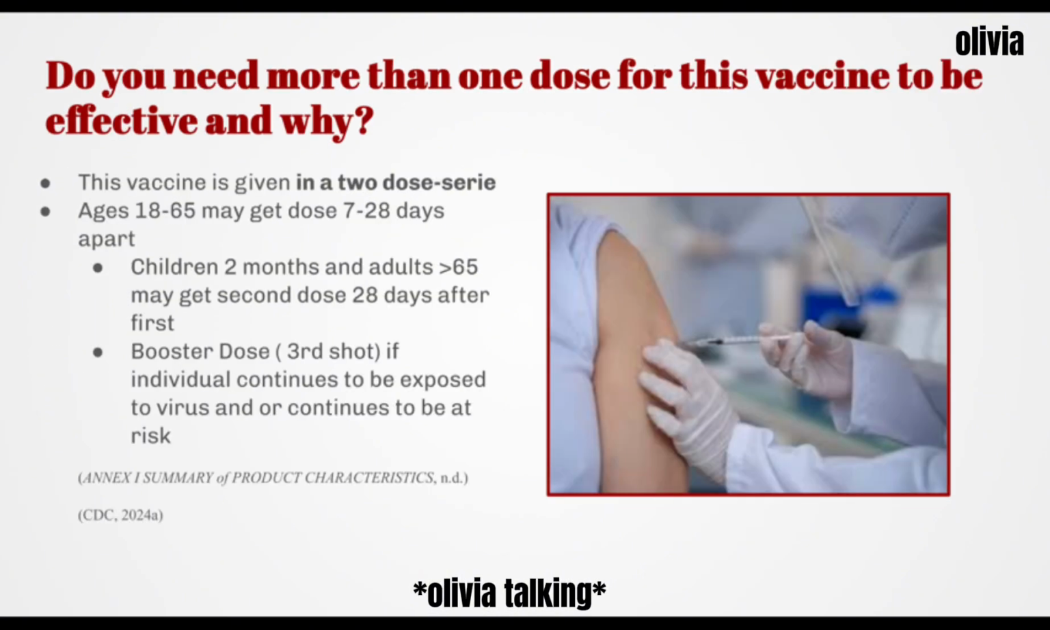In most cases, this vaccine is given in a 2-dose series. From ages 18 to 65, one may get the second dose 7 to 28 days apart. Children 2 months and adults over 65 may get the second dose 28 days after the first. A booster dose, a third shot, is given if the individual continues to be exposed to the virus or continues to be at risk for getting the virus, like being in heavily exposed areas with mosquitoes.